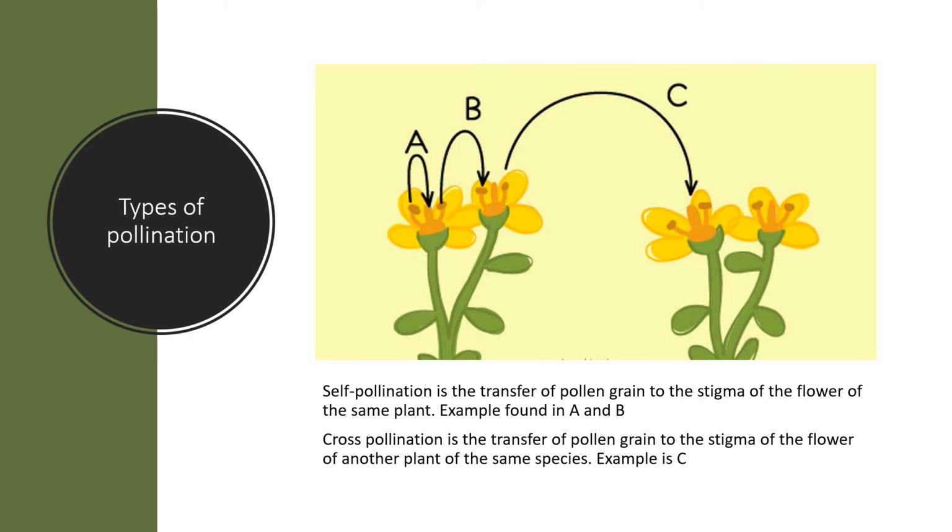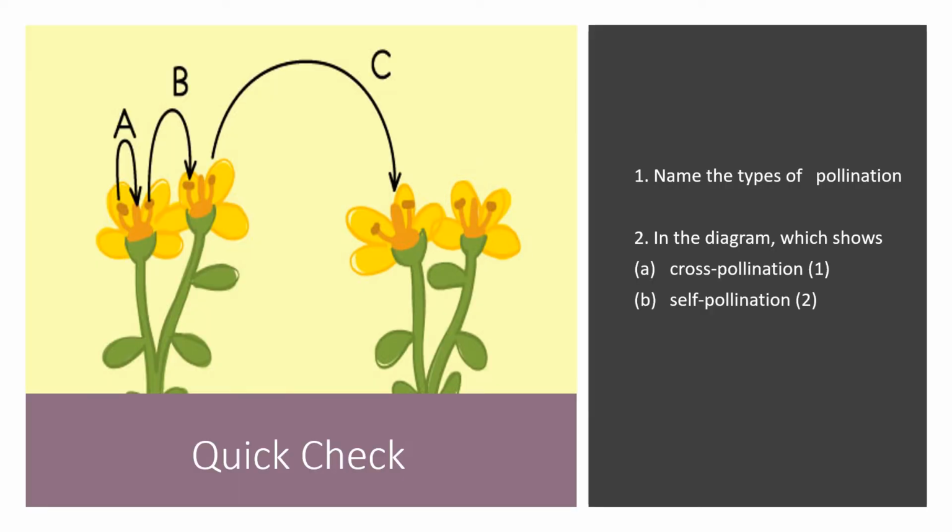Now prepare your pen and paper. We will have another quick check. Reminder, it is better to click pause and answer the quiz. Let us begin. Click pause and take the quick check. Number 1. Name the types of pollination. Number 2. In the diagram, which shows A. Cross-pollination, B. Self-pollination.